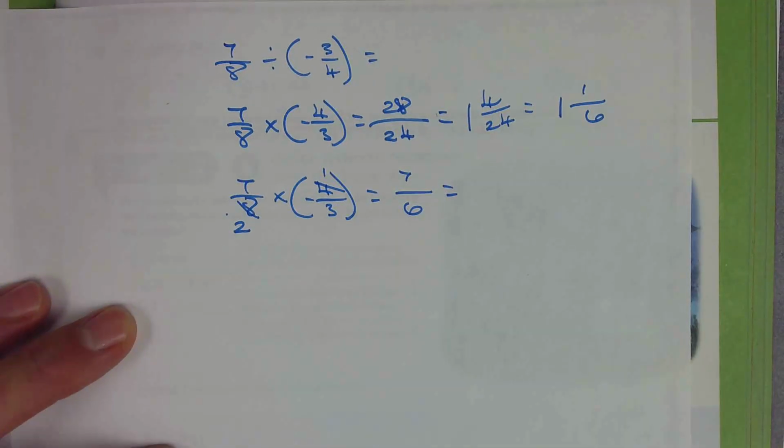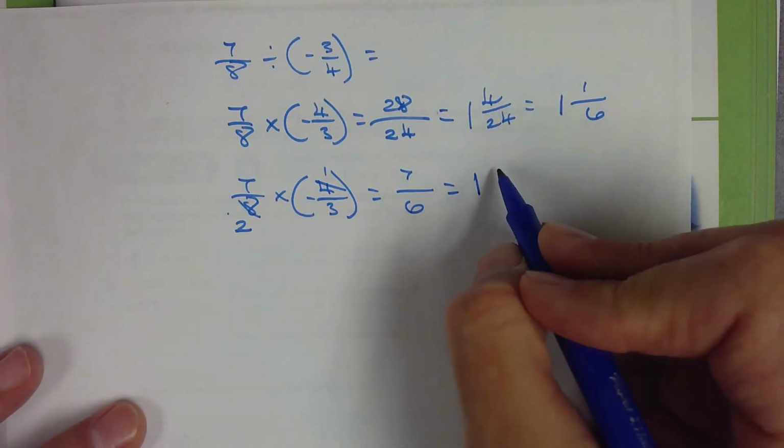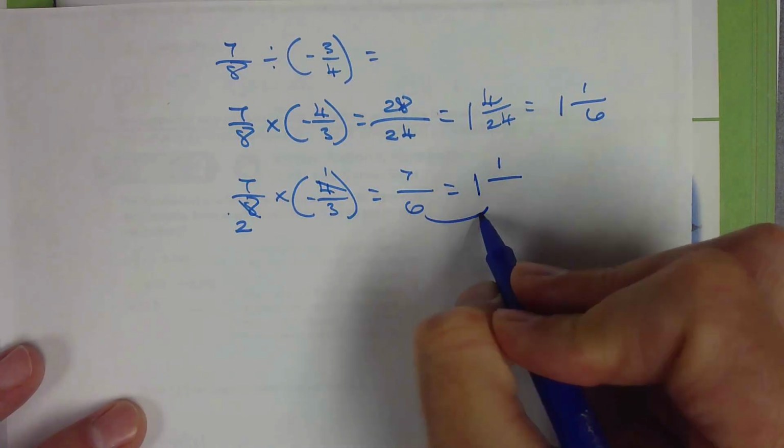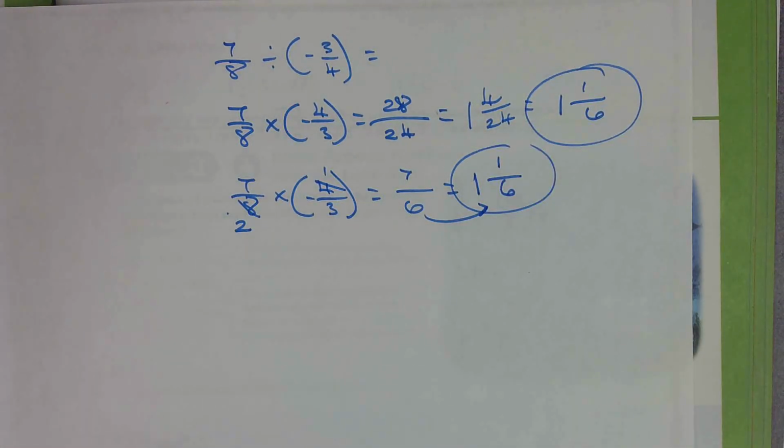Have an improper fraction here. 6 goes into 7 how many times? Once. What's left over? 1, and the denominator stays the same. Look at that. Same thing. Of course, Mr. Moore's way was a lot more efficient.